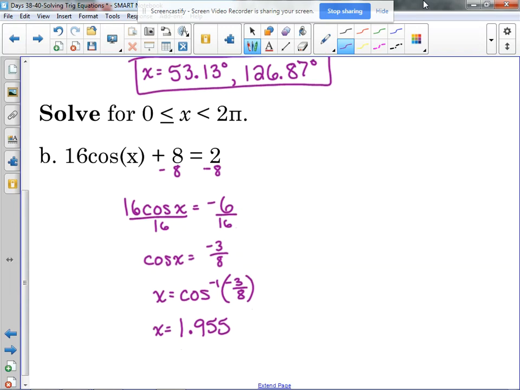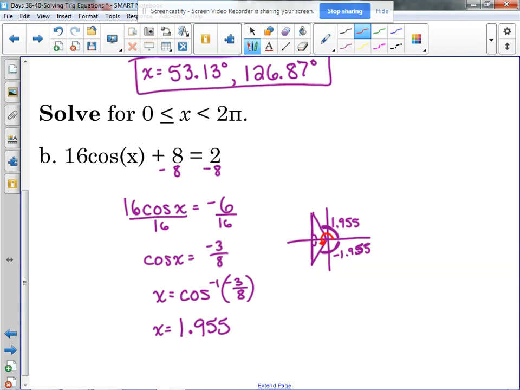Okay. So let's think here. We've got cosine is negative. That would be here in the second quadrant. That's that angle that they're giving us right there. This is the 1.955. Where else is cosine negative? Third quadrant. The x-coordinate is also negative in the third quadrant. So if we put this 1.955 down here, make it negative, how can we find the positive angle? Right here.